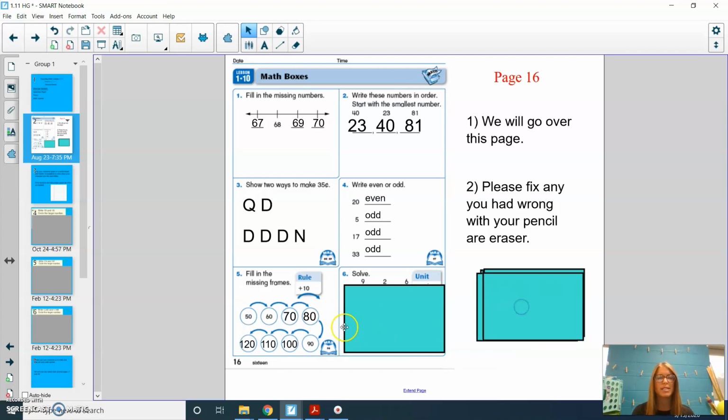For question number 5, fill in the missing frames. So if my rule is plus 10, I ended at 60, so then I have 70, 80, they gave me 90. After 90, I have 100, 110, 120.